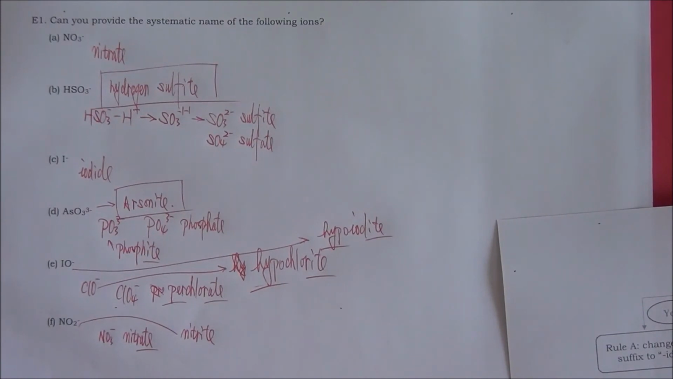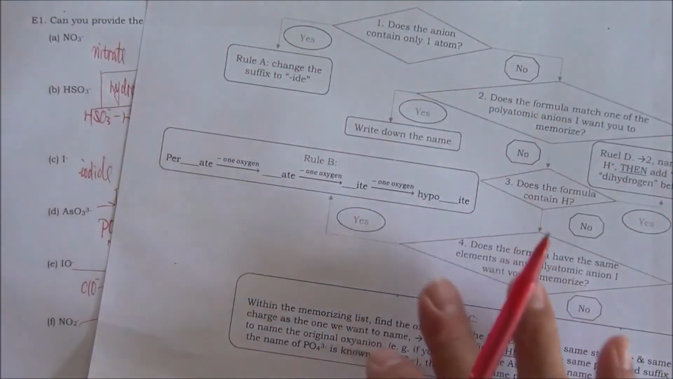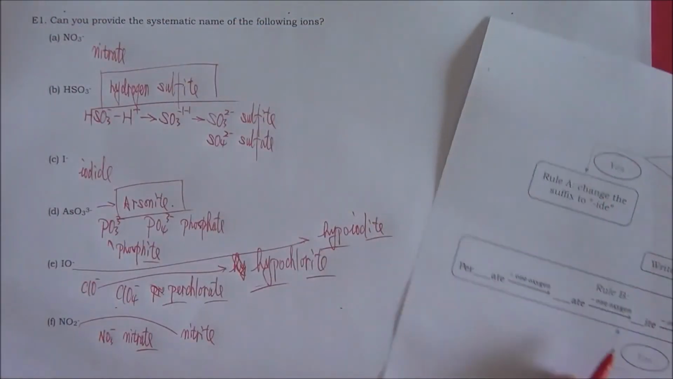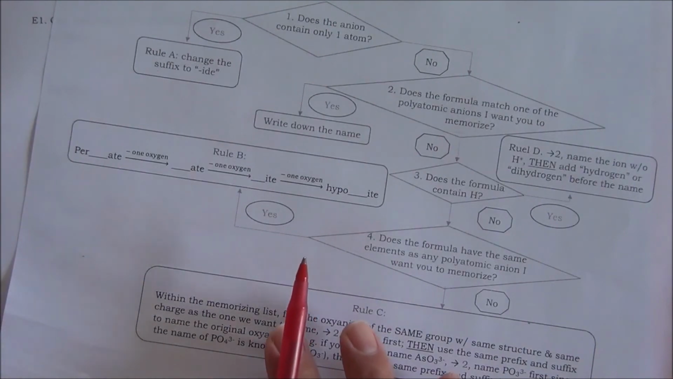As we can see from these examples, some of the examples are pretty challenging and some of the examples are pretty easy. But that's the nature of the problem. It's not the problem of my flowchart. I hope after I go over these examples, you will know how to use this flowchart to name any anion in this class. Good luck.